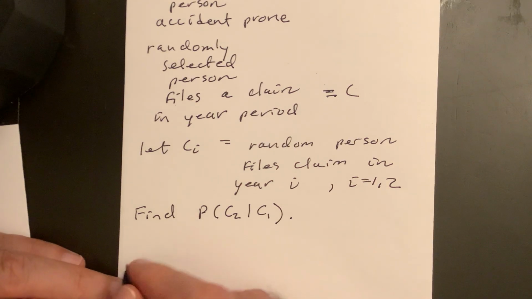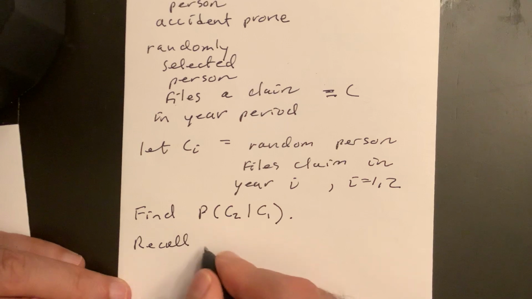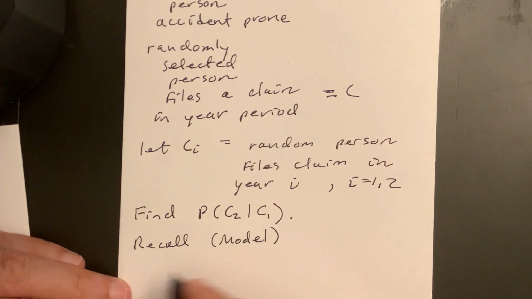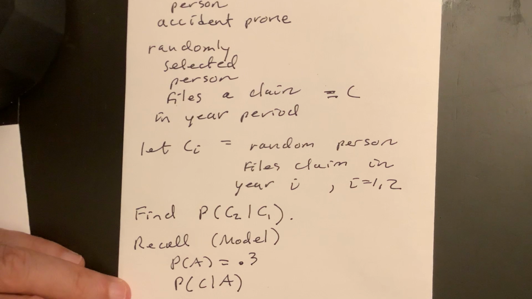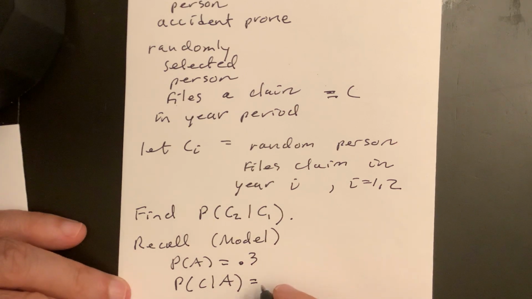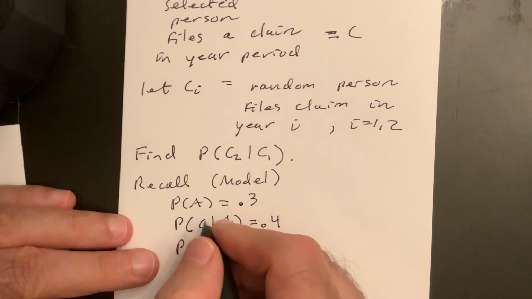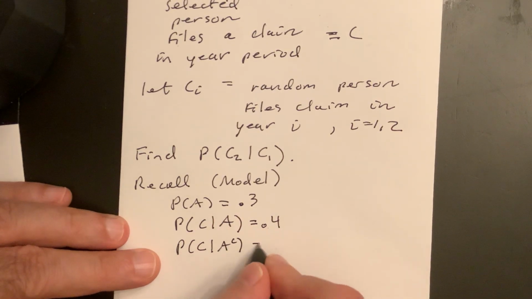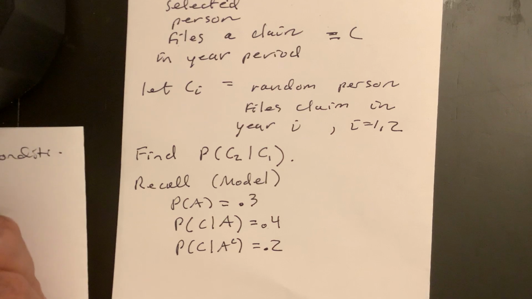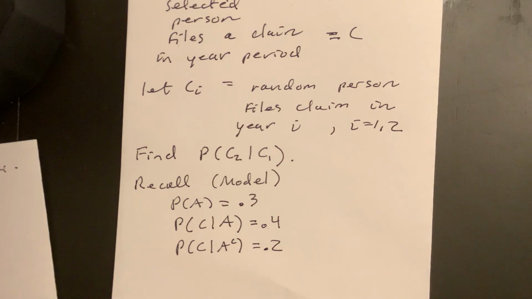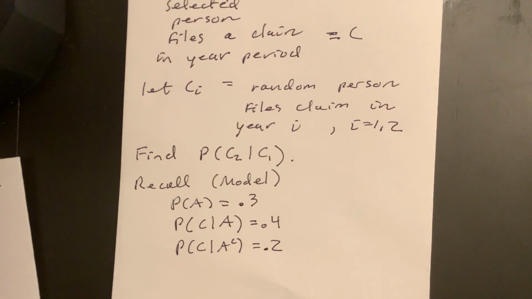So remember our model from the previous problem: P of A is equal to 0.3, the probability of C given A, the probability they file in any year given A, is 0.4, and the probability of C given A complement is 0.2. So now it's clear what I'm asking, right? If somebody filed a claim this year, what's the probability they'll file a claim next year?